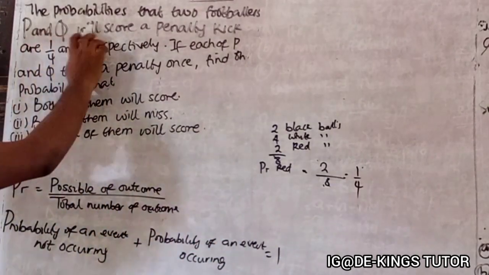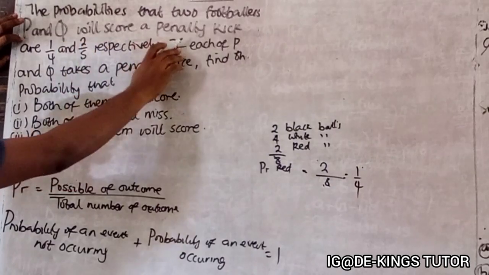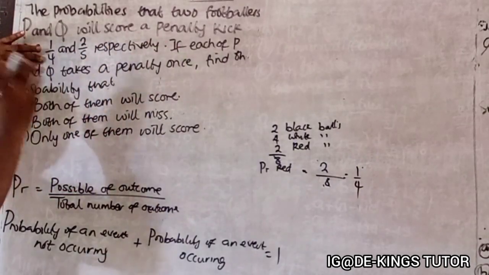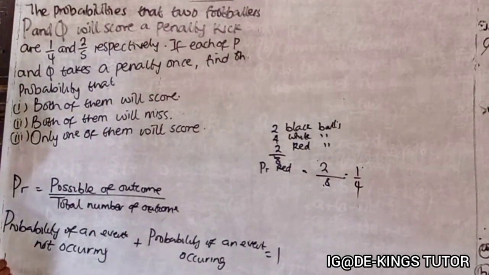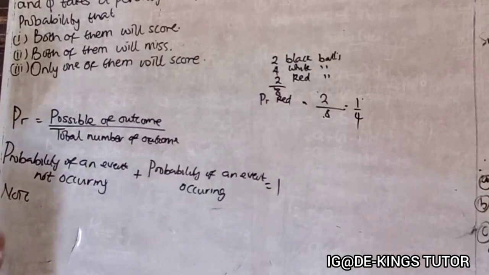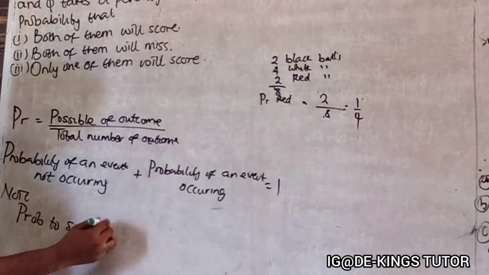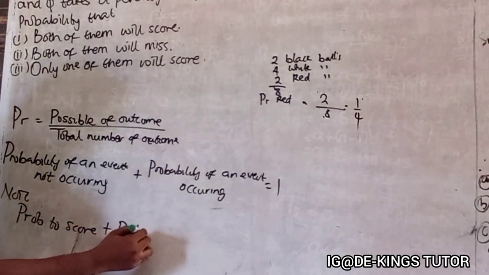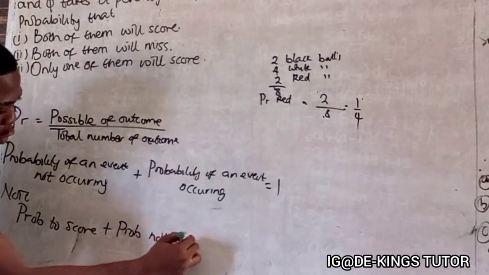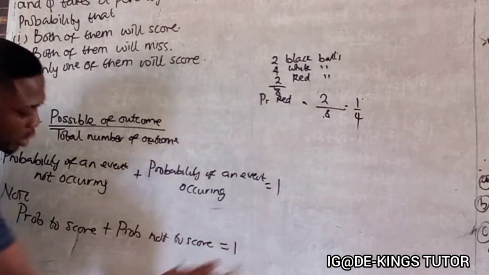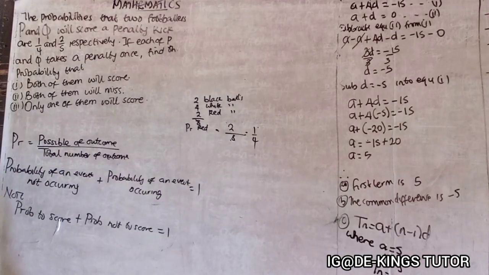Now they said the probability that two footballers will score a penalty kick. So if, for instance, let's note this, with regard to this, we say probability to score plus probability not to score should equate 1. They've already told us the probability for them to score is 1 over 4. Let's get the event that they will not score.